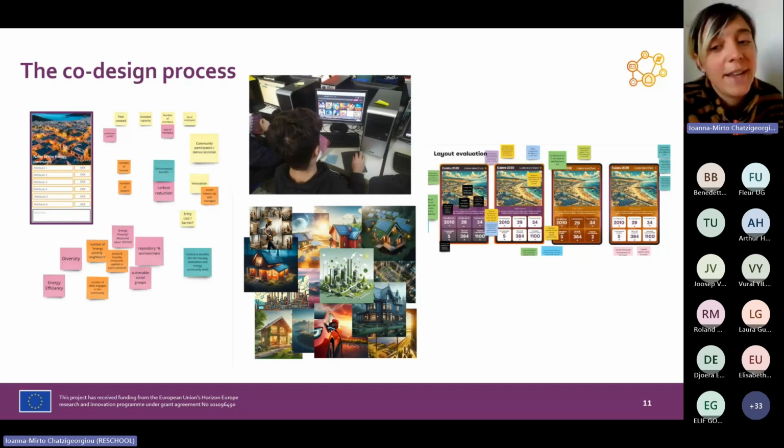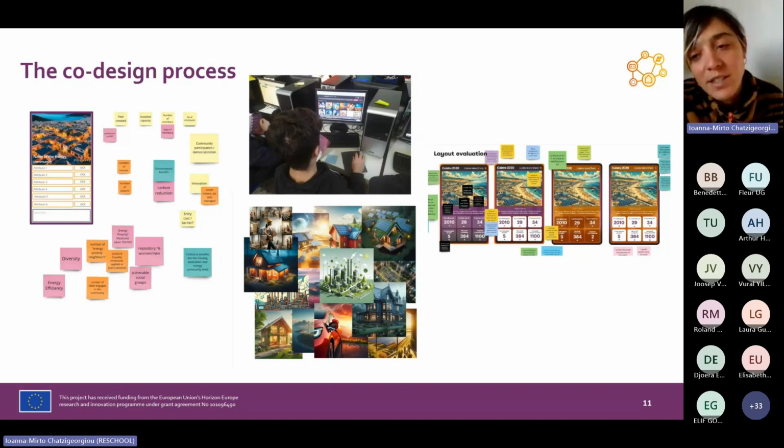We then invited the school students to co-create images for our deck based on generative AI tools. This means that they came in contact with the concept of energy communities, and they created prompts that they felt were relevant for each energy community.